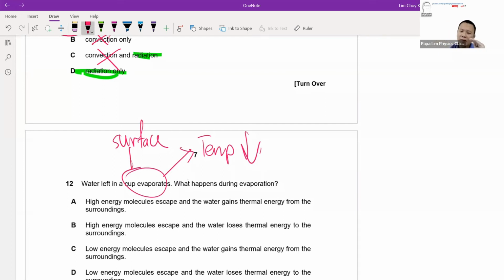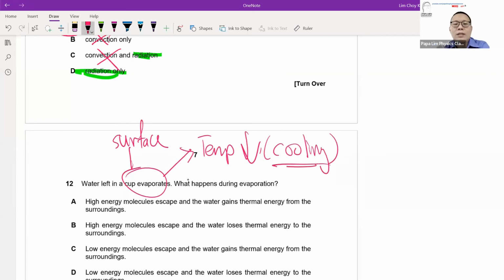It occurs at the surface of the liquid, and when the most active particles leave the system, the remaining liquid consists of particles with lower kinetic energy. And because it's a lower kinetic energy, the temperature of the object decreases. So this is what we call, when evaporation occurs, a cooling effect.